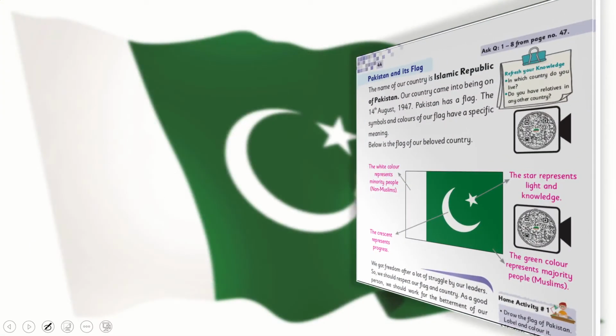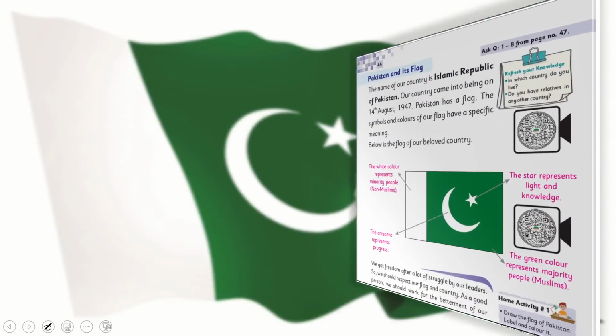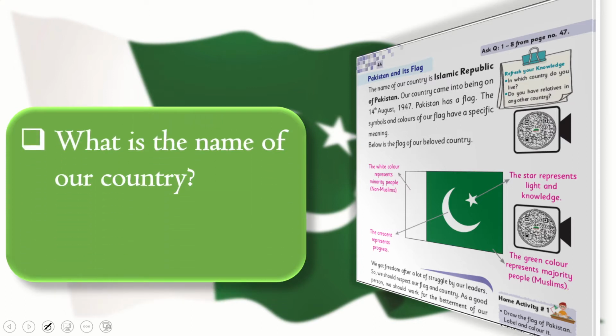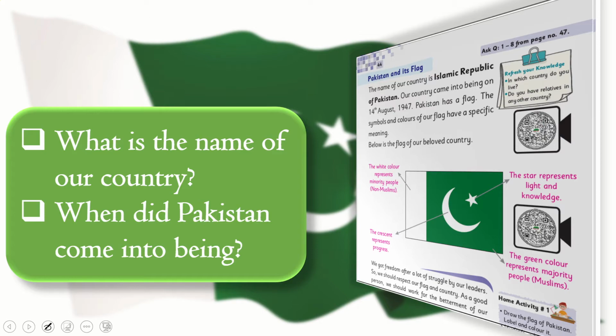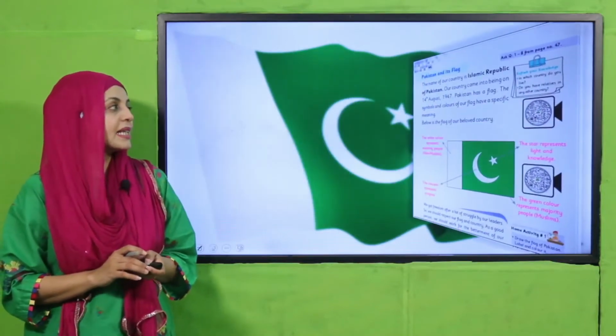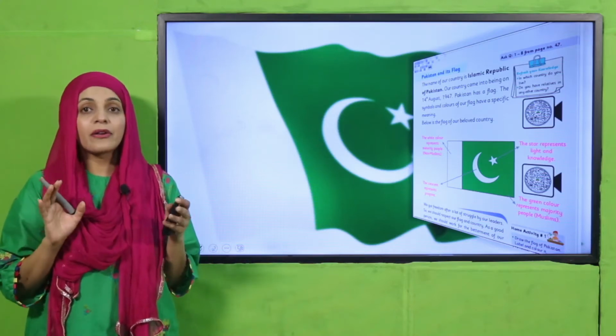So in the first lecture we discussed the name of the Pakistan. कि पाकिस्तान का full name जो है, that is Islamic Republic of Pakistan. And when did Pakistan came into being? We also discussed that. So quickly, what is the name of our country? Islamic Republic of Pakistan. And when did Pakistan came into being? Pakistan came into being on 14th August 1947.